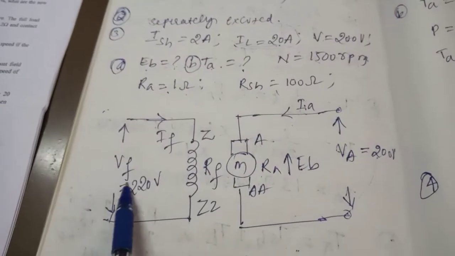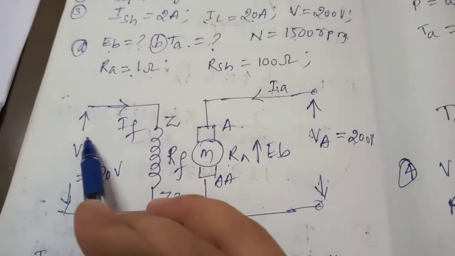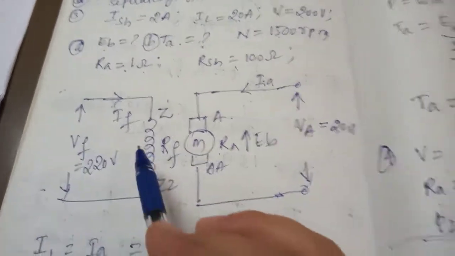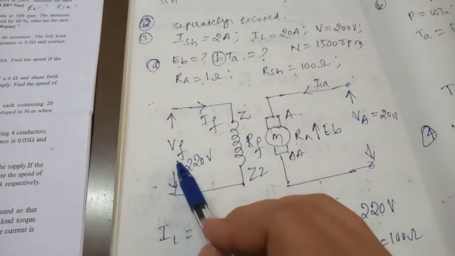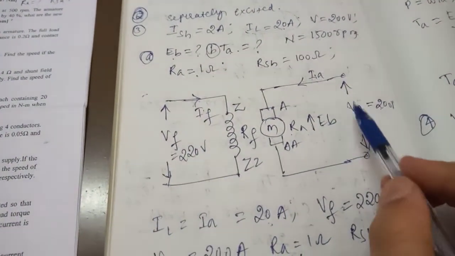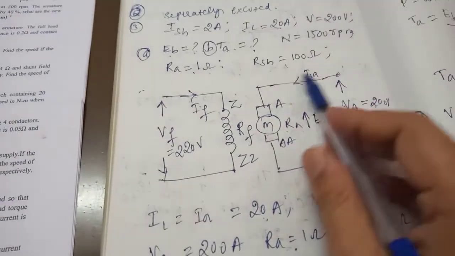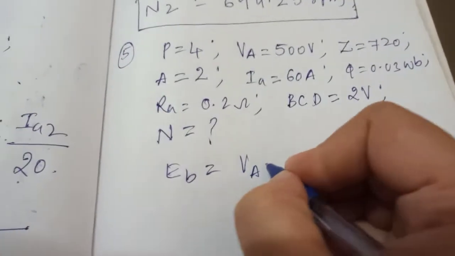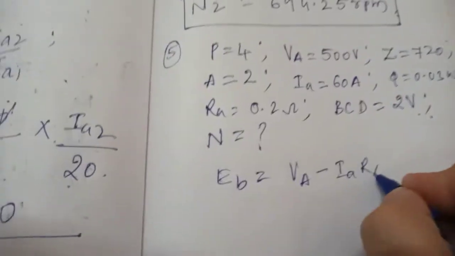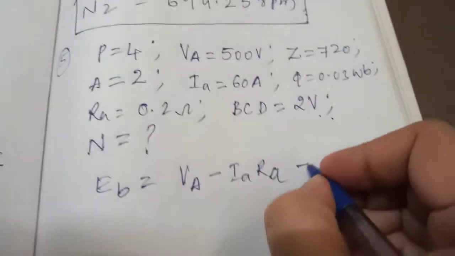They would also have to give the field voltage if you needed to calculate the field current. But in this problem, though it is a separately excited motor, I need to calculate EB. I don't want VF or IF. So EB is equal to VA minus IA RA minus BCD. Whatever data is given for a shunt motor is itself enough to calculate the value of EB.